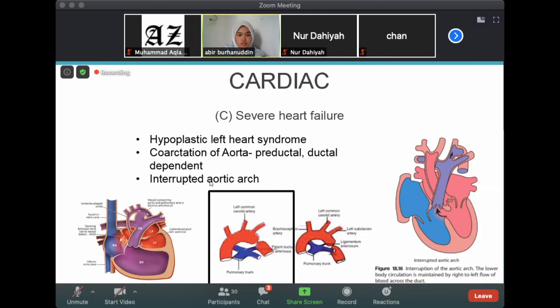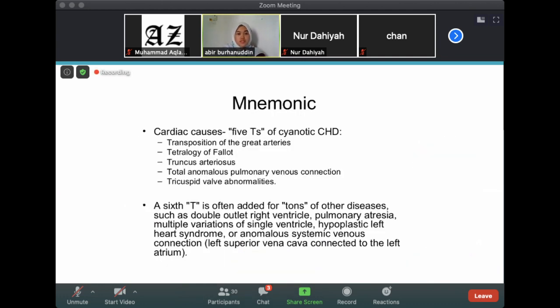Then the third one is interrupted aortic arch. Okay, so here is the mnemonic for cyanotic heart disease. Known as 5T, it includes TGA, TOF, truncus arteriosus, TAPVR, and tricuspid atresia or tricuspid abnormality. And for the 6T, the added one is for other types of disease, like double outlet right ventricle, pulmonary atresia, and many more.